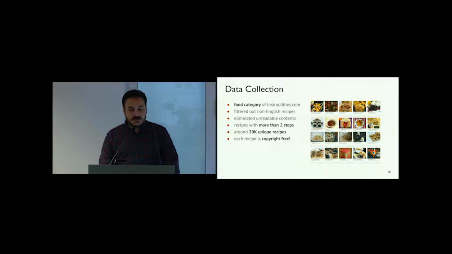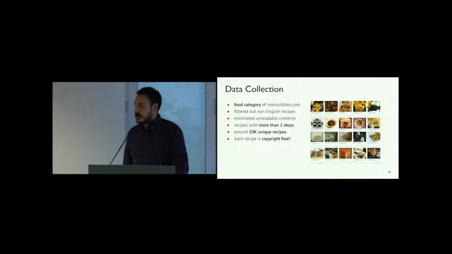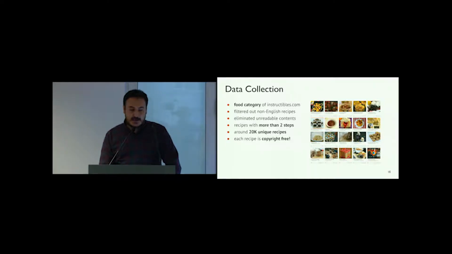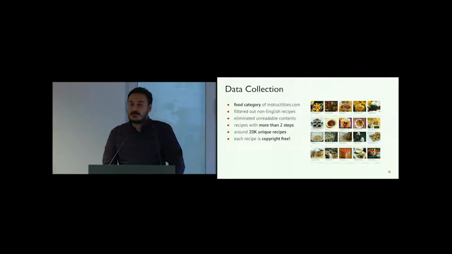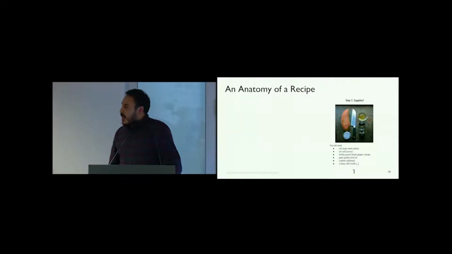We started collecting recipes from the food category of Instructables.com, which is a how-to website, and filtered out non-English recipes, eliminated unreadable contents, then selected recipes with more than 2 steps. In total, we ended up with around 20,000 unique recipes, and we made sure that each recipe is copyright-free.